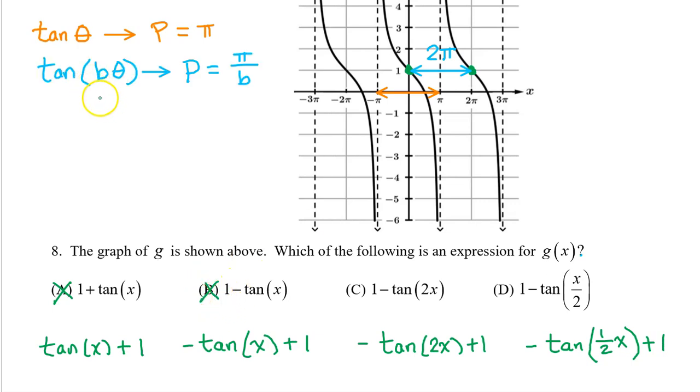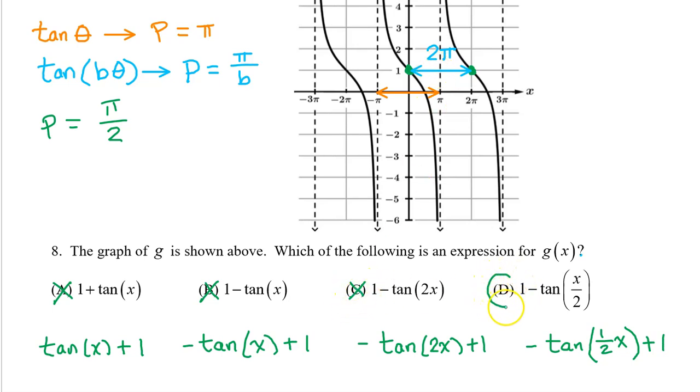Hopefully you have memorized that given the tangent of b theta, the period is pi over b. So if c is the answer, then the period will be given by pi over b. Well, the b value is 2, so the period would be pi over 2. Well, that's wrong. We already know that the period is 2 pi. So the answer is not C.